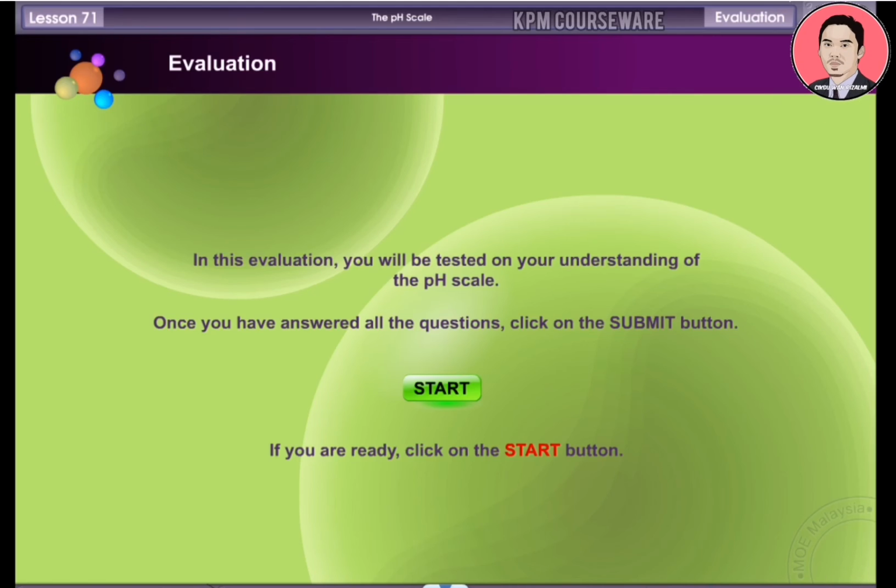In this evaluation, the pH scale is tested on your understanding.